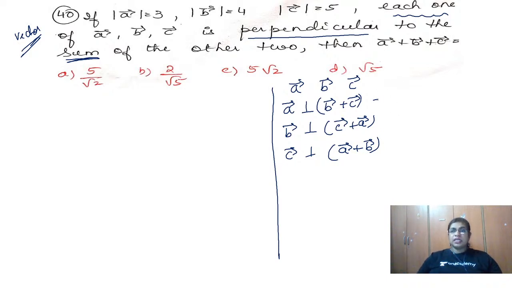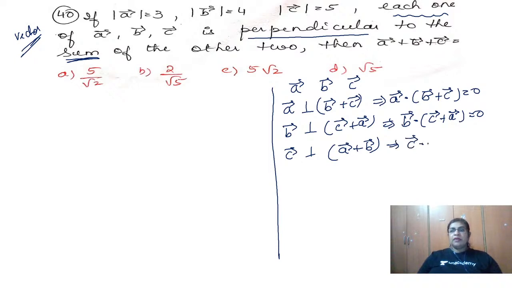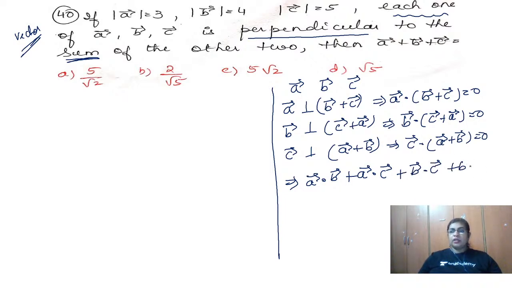Now, whenever the word perpendicular is there in vectors, immediately what comes to my mind? Its dot product is 0. So, immediately A dot B plus C is equal to 0. Here what will happen? B dot C plus A vector is equal to 0. Here what will happen? C vector dot A vector plus B vector is equal to 0. So from the first one, what comes to your mind? A dot B plus A dot C. Then from the second one, B dot C plus B dot A. I am going to add all the 3: C dot A vector plus C dot B vector. Now this is equal to 0.